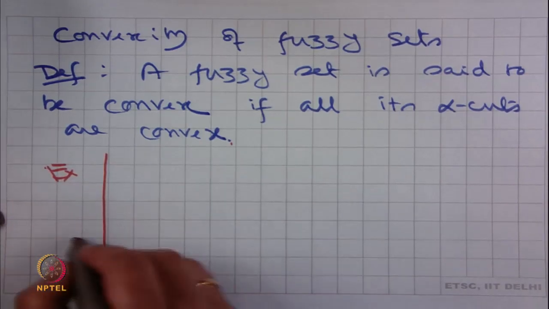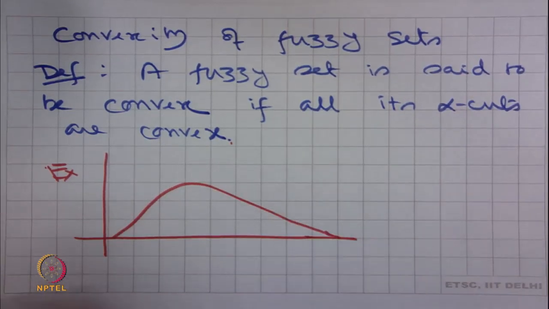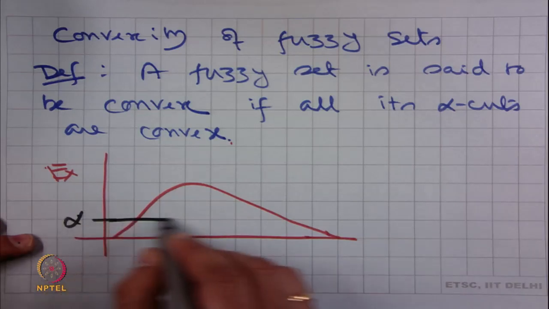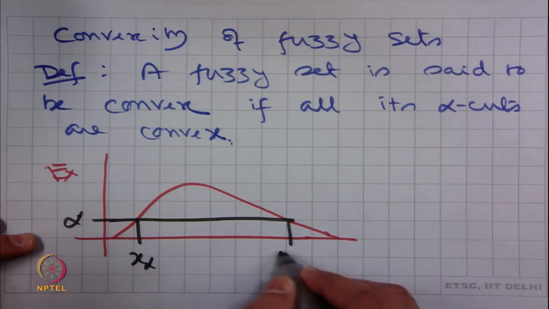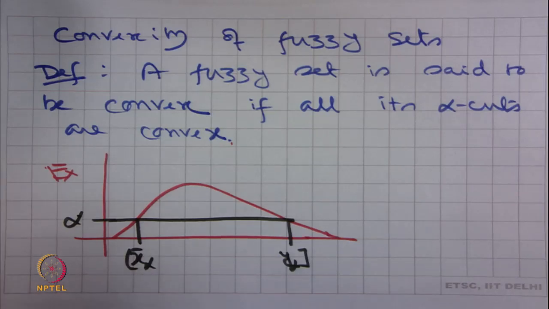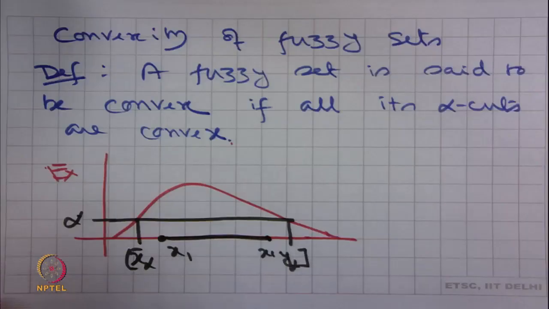Example: consider a fuzzy set membership function like this, and suppose I consider alpha to be like that. Then the x alpha, y alpha interval is a convex set, because if we take any arbitrary points x1 and x2, the line joining them is actually contained in the set.